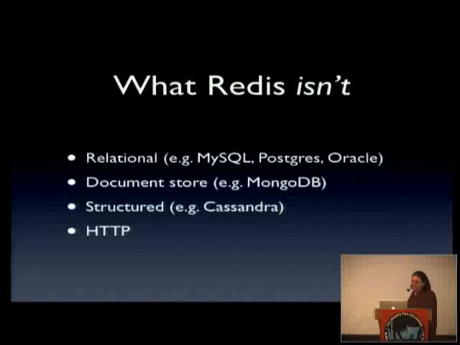Redis is not a relational database. It is not a document store. It is not structured. You cannot query the data within Redis, although it does have, as I mentioned before, structured types, which we'll look at a little bit. And unlike a lot of modern tools like MongoDB and CouchDB and so forth and Cassandra, Redis does not work over HTTP. It has its own protocol with a lot less overhead, and we'll look a little bit at the protocol too.